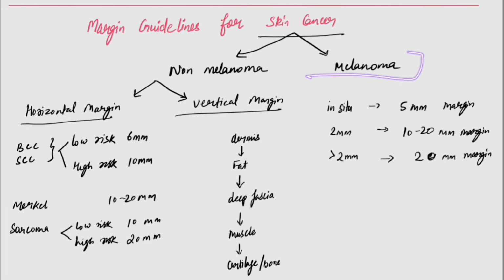Comparatively, in case of melanoma skin lesions, if the melanoma is in situ, we go for a 5 mm margin. If the size of the melanoma is 2 mm, we go for a 10 to 20 mm margin. If the size is more than 2 mm, we go for a 20 mm margin.